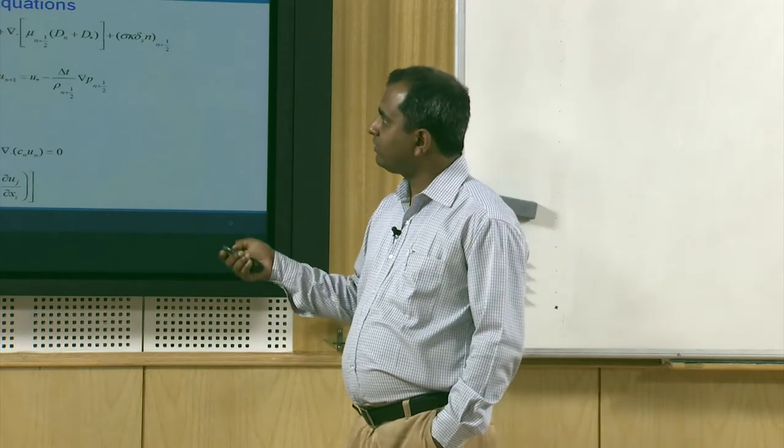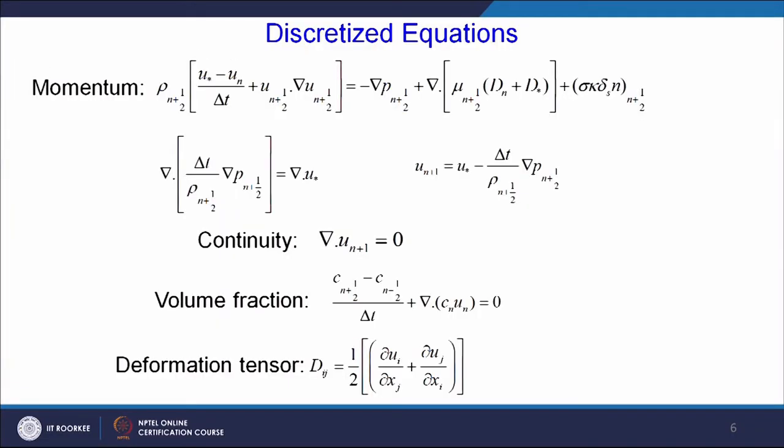These values are once again calculated from extrapolation of the nth value, okay. So you see, first we get the value of u star, and then we put it in the right hand side, and we get the updated value of p at n plus half. Now once we get the value of p at n plus half, we can give it back to the momentum equation once again, and we can find out the new value of u star. So this procedure continues, and after some time we will be getting a converged result of u star and p at n plus half. So once we get u star and p at n plus half, which are converged, using the continuity equation we can find out u n plus 1, okay.